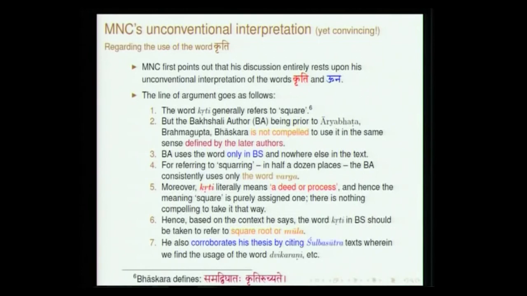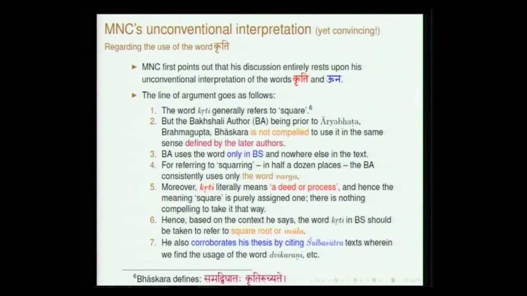With these two observations, we move on to look at the arguments presented by Channabasappa. As I was mentioning, the word kriti generally refers to square, but the Bakhshali author, being prior to Aryabhata, so the first reason he gives is that we do not very clearly know when the Bakhshali was composed, but it might be following some tradition much earlier. According to Channabasappa, this has been written even prior to Aryabhata. Around that period, the term kriti was reserved to refer to square only in a mathematical context, but prior to that, the author is not compelled to use it in that sense.